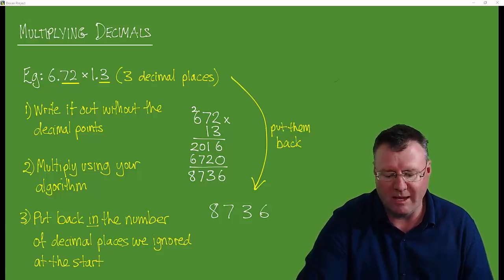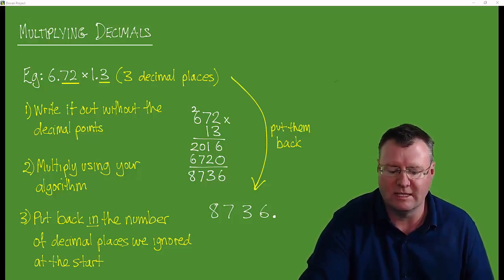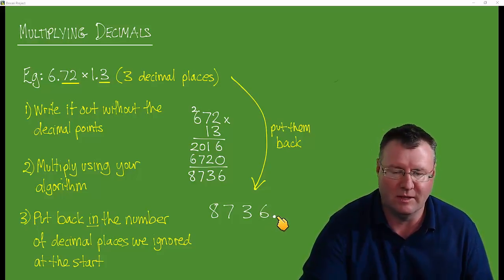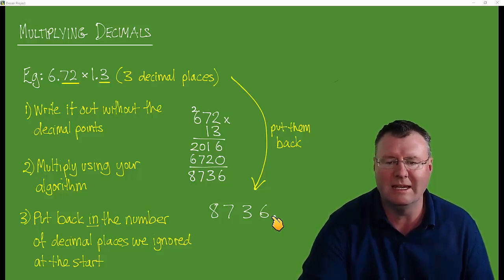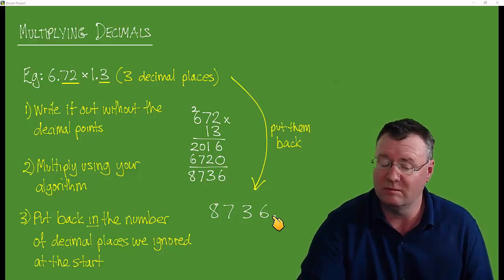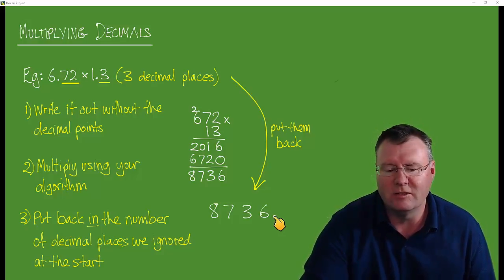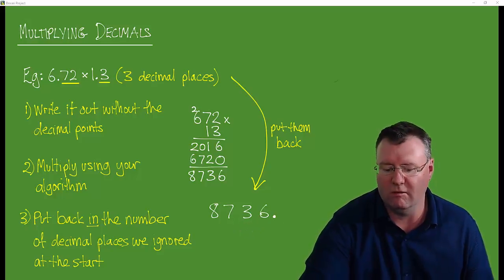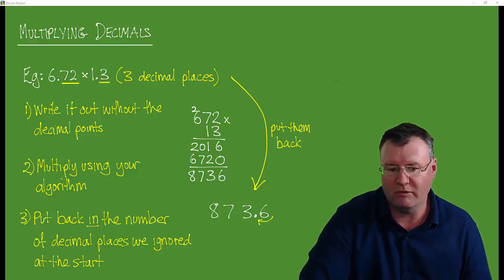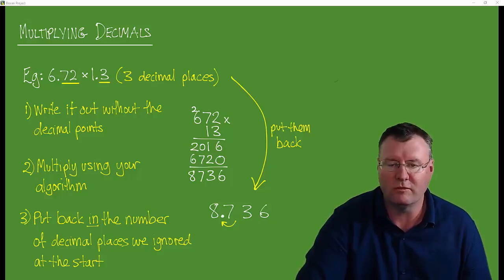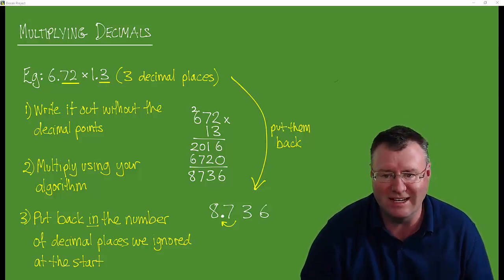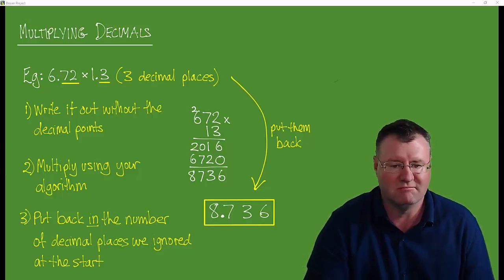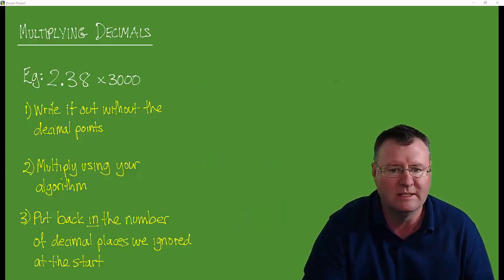So I put them back into my 8,736. Now remember, every integer has a decimal at the end of it. So I'm putting in a decimal point here. It's at the end of an integer, which is what this number is. And the reason I do that is I'm going to put those decimal places back. In other words, I'm going to move this decimal along here. So how many places? Well, 3. 1, 2, 3, because that's how many I took out at the start. And I've now got an answer of 8.736. That's it. Well done. Perfect.